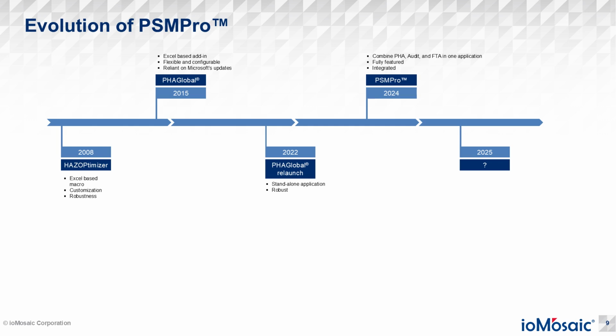In 2015, we developed PHA Global, which was an Excel add-in. So you would open your Excel and you would have an add-in in the toolbar where you can do your PHA or HAZOP or LOPA. It was actually quite flexible and successful, but later down the road, we started having problems, not because of the platform itself. It was on the Microsoft side, where they started shifting around security in Excel, security in Microsoft Office, and that caused us a lot of trouble.